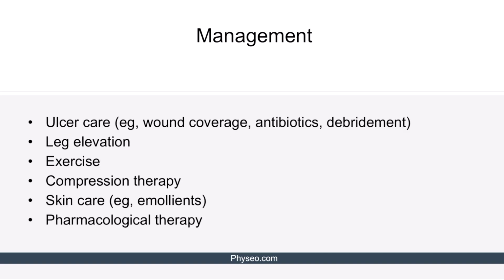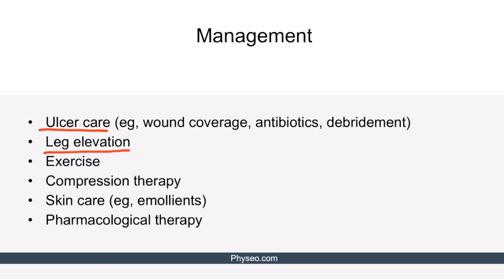That can evaluate the presence of venous reflux, as well as to assess the extent and severity of the venous reflux. Management goals of chronic venous insufficiency is to relieve symptoms and reduce the edema and prevent complications such as ulcers and skin changes. Now, ulcer care is an important step and includes wound cleaning and coverage. So you want to cover it. And you want to give antibiotics for infections, and if any necrotic tissue is present, you're going to want to do debridement.